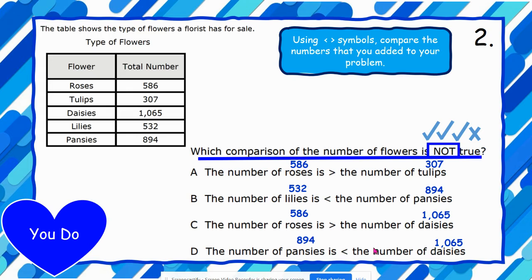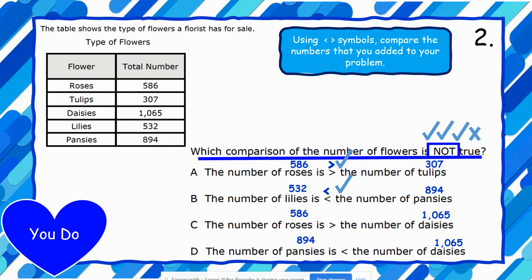Letter A, 586 is greater than 307. Notice how these comparisons are true. So we put a check. Letter B, 532 is less than 894. Notice how these comparisons are correct. So we put a check.